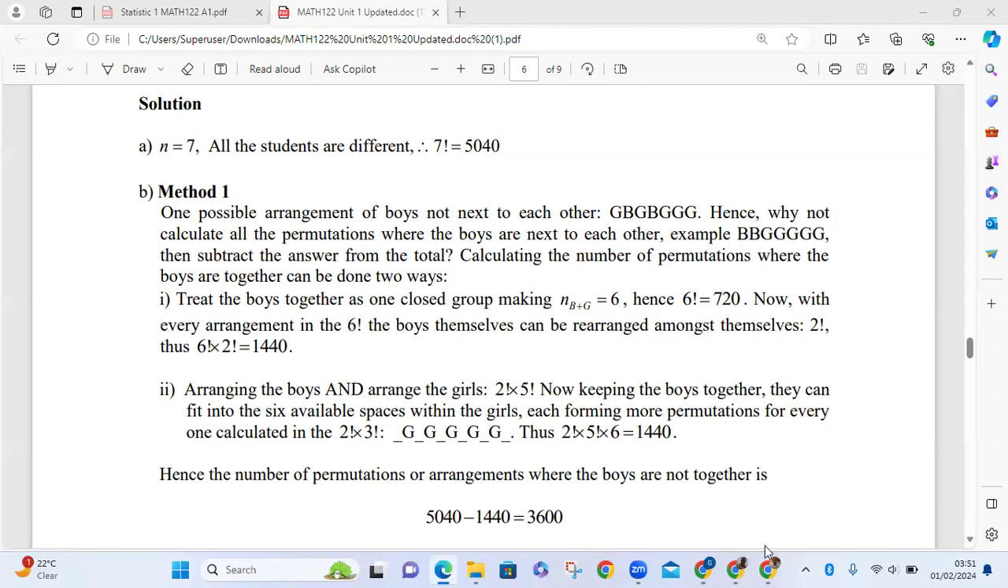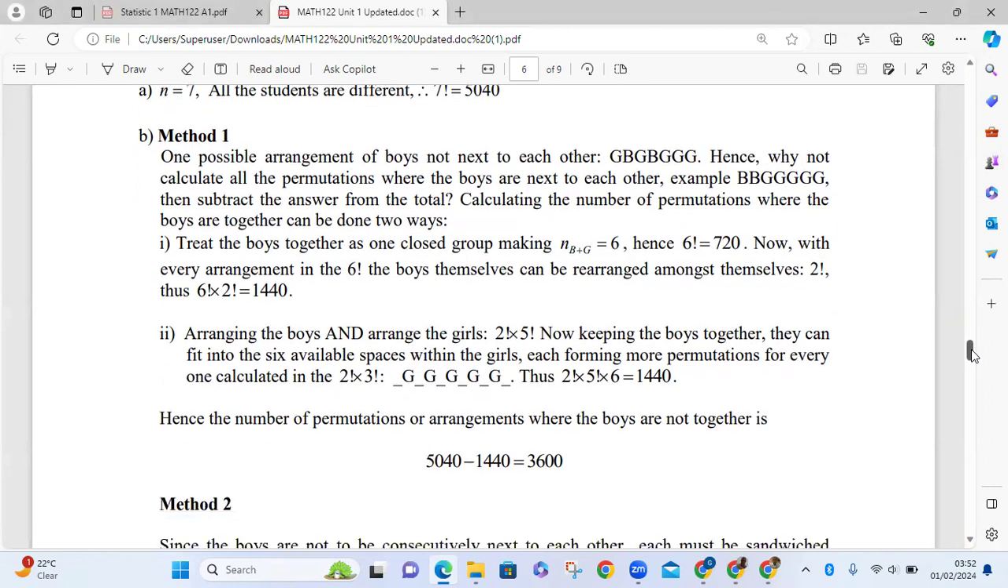And then what you do now, after you have calculated all the permutations when the boys are together, you subtract that from the total number of permutations, which is 5,040. And that will give you the total number of permutations when the boys are not next to each other.